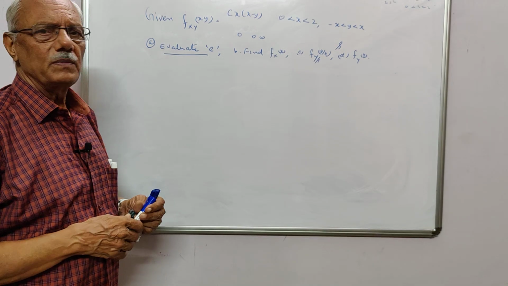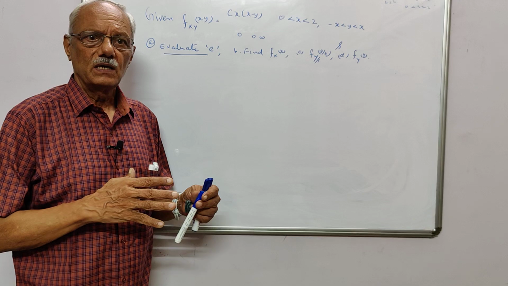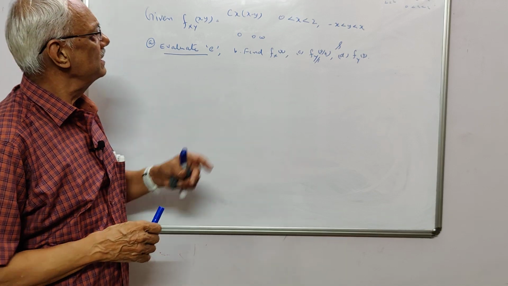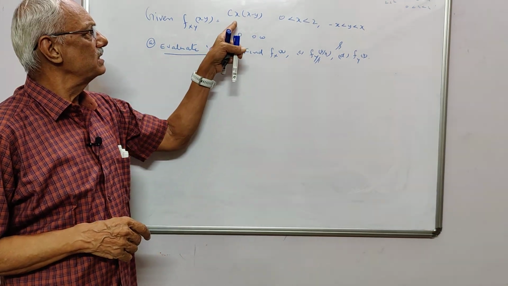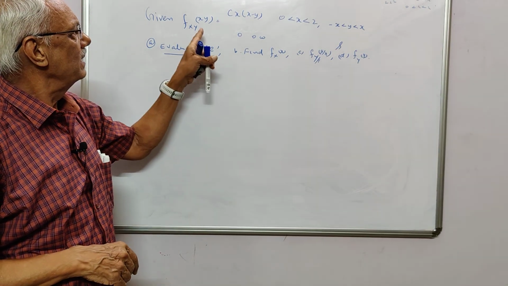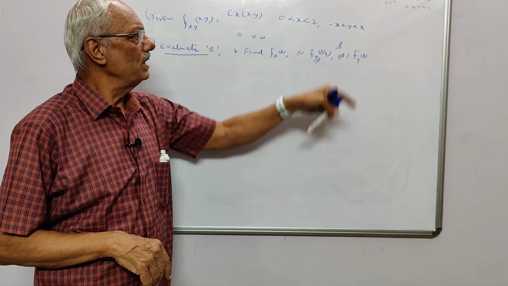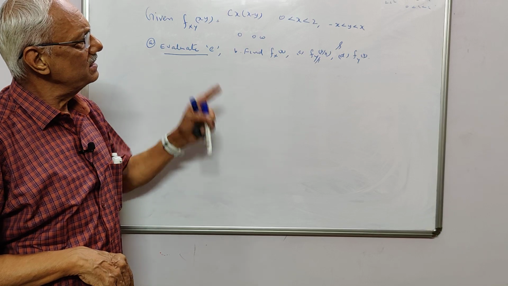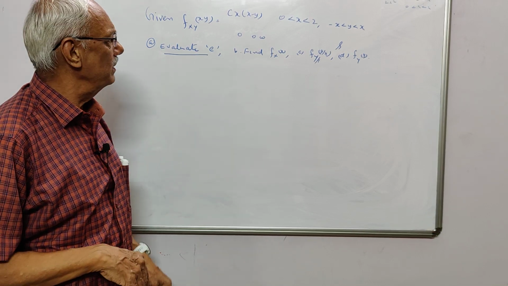This is a problem in two-dimensional random variable. It's a two-dimensional continuous random variable in the sense that this is the probability density function, which is given as cx into x minus y, where x takes values from 0 to 2 and y takes values from minus x to plus x. Hence this is a two-dimensional continuous random variable.